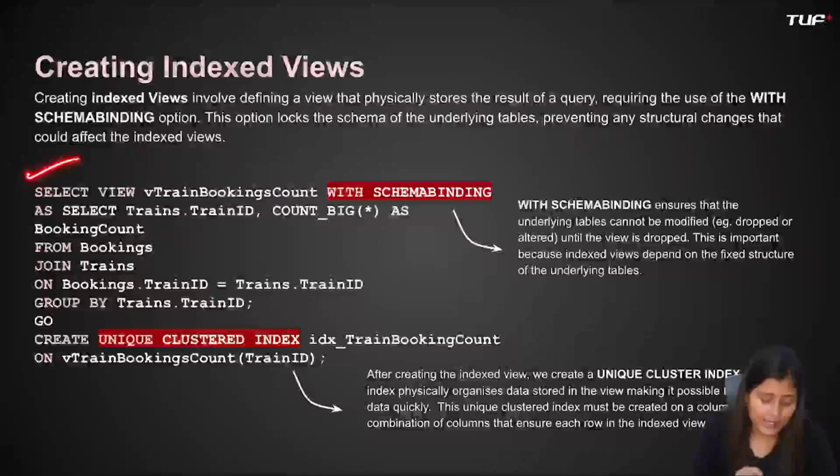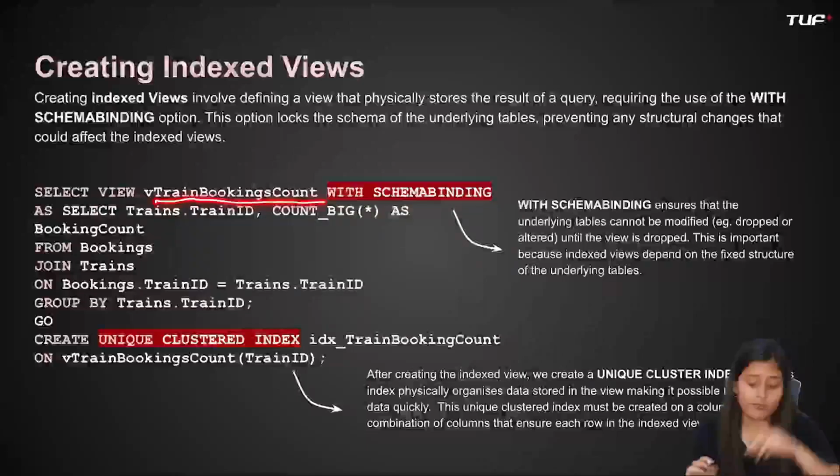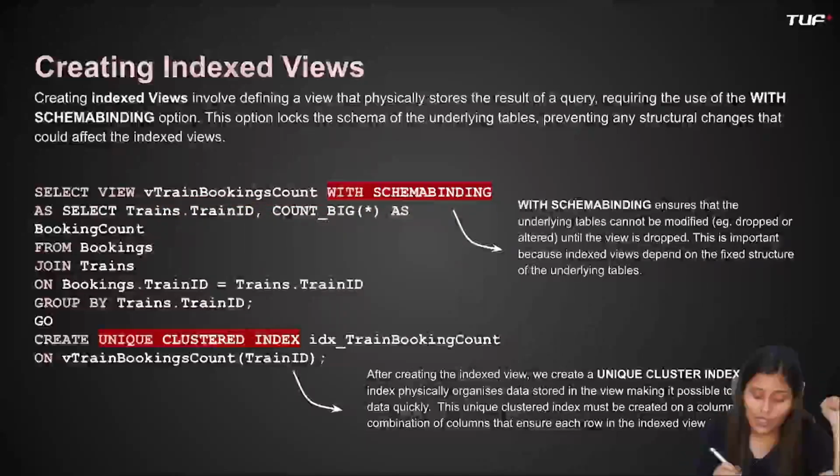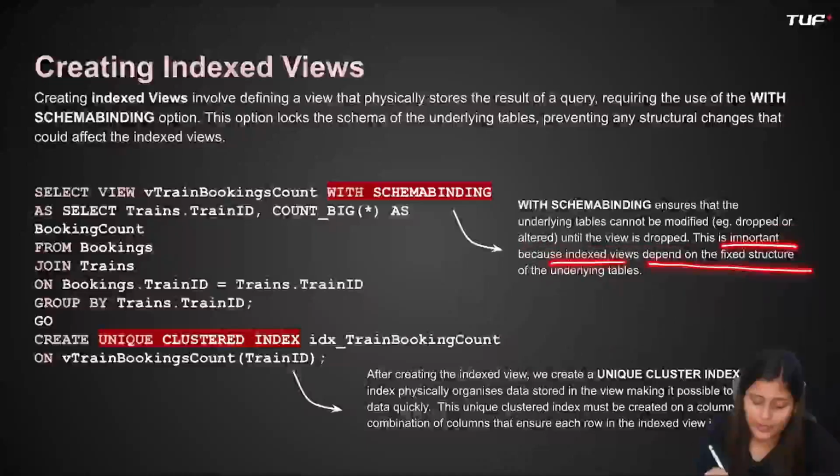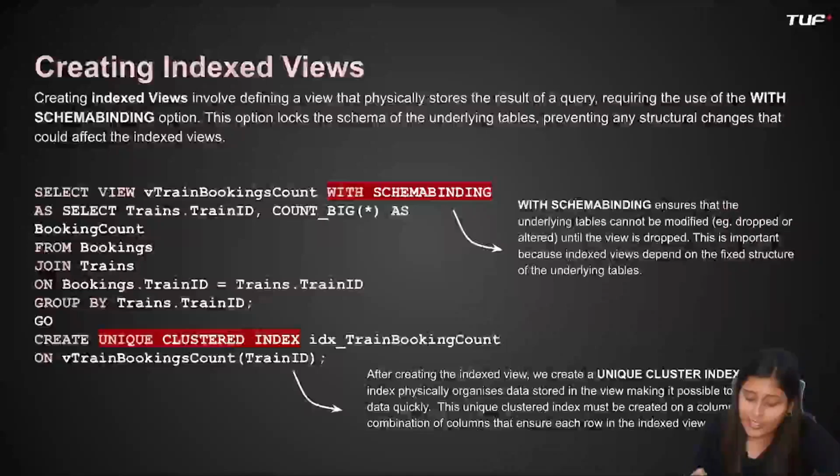Now how we write the query: select from the view. Here the train booking ID view is the name of the schema-bound view. WITH SCHEMABINDING ensures that underlying tables cannot be modified, dropped or altered until the view is dropped. This is important because an indexed view depends on the fixed structure of the underlying tables. One more benefit is that if the base table is to be dropped or altered, it cannot be, until the view is dropped.